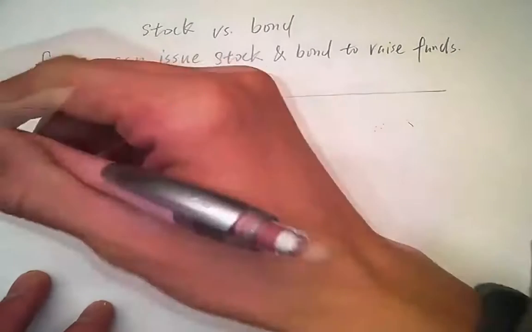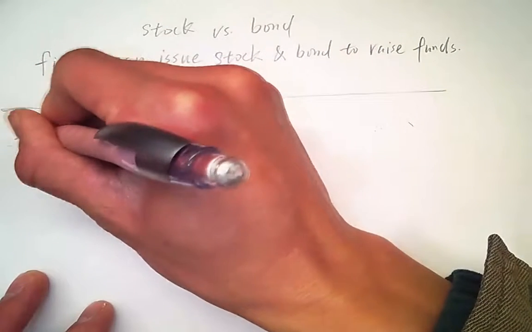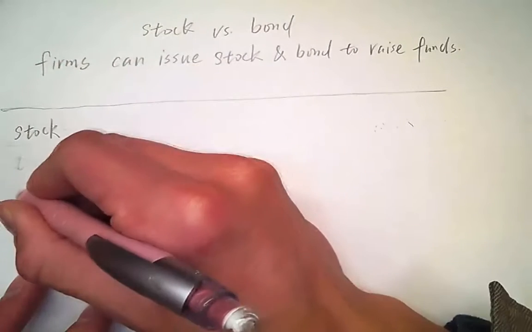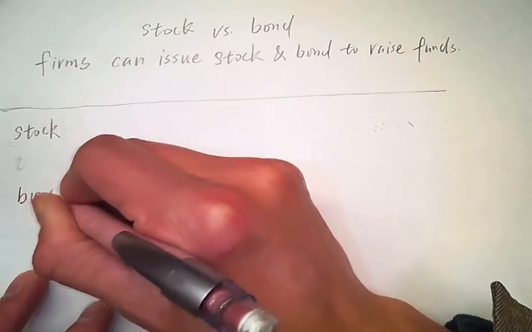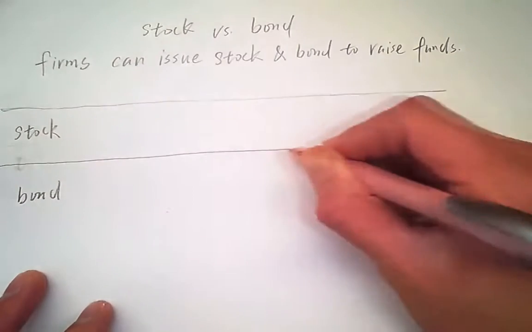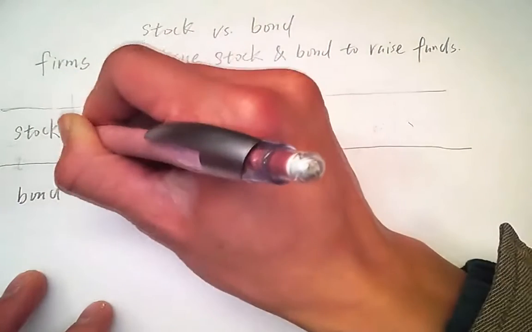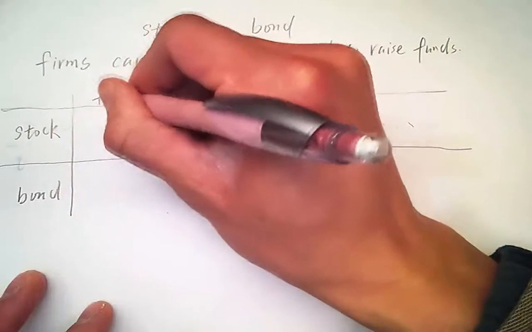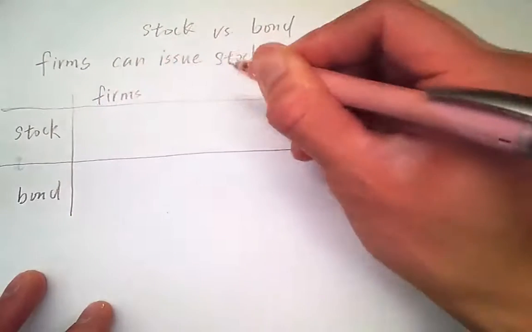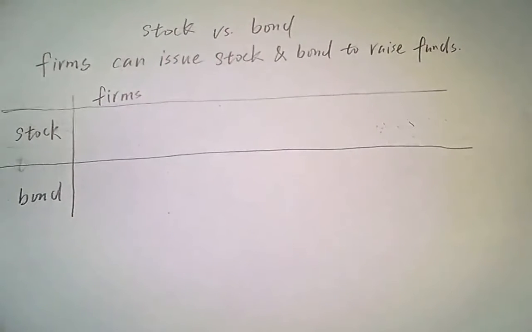Let's write down the stock here. Let's also write down the bond here. Okay. So for the firms, you need to decide whether the stock or the bonds are liability of the company. Is the stock liability of the company or is the bond liability of the company? So please fill out your answer here.